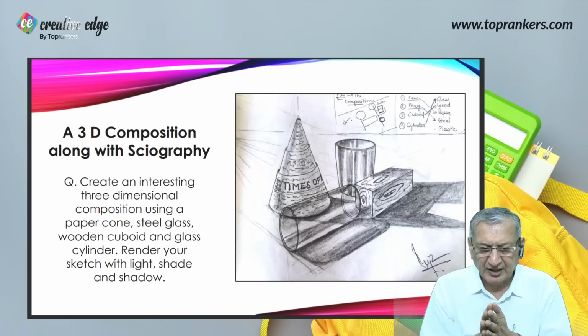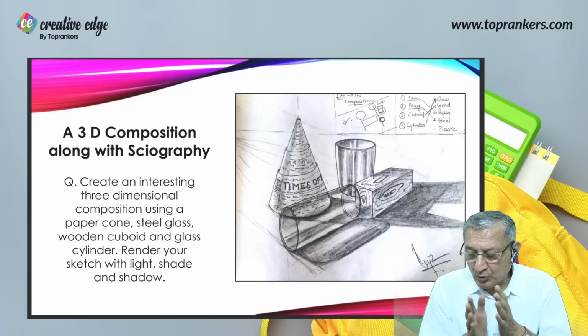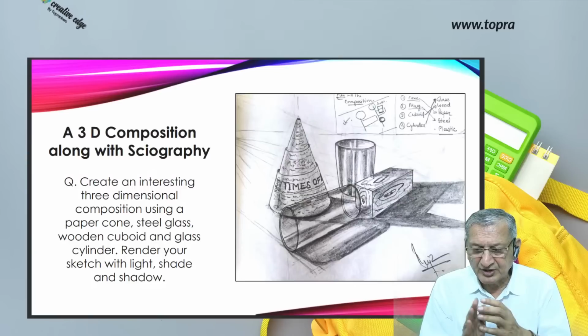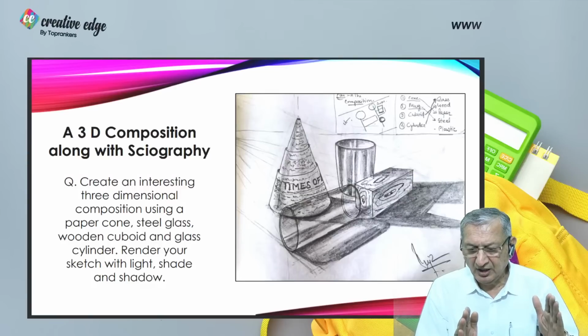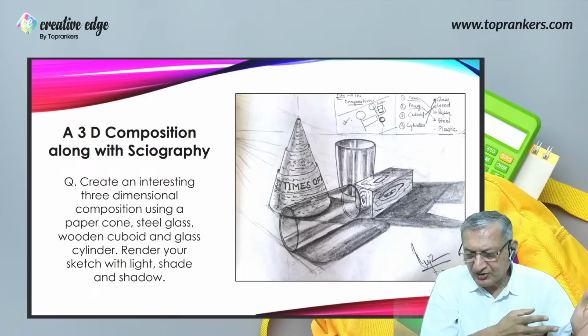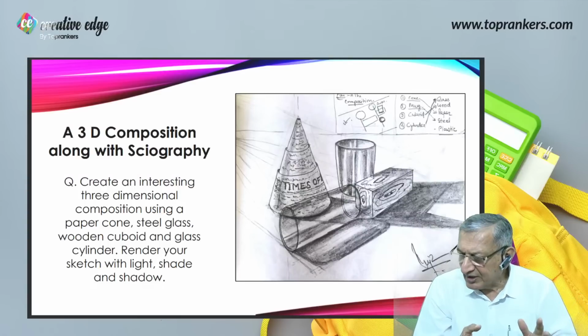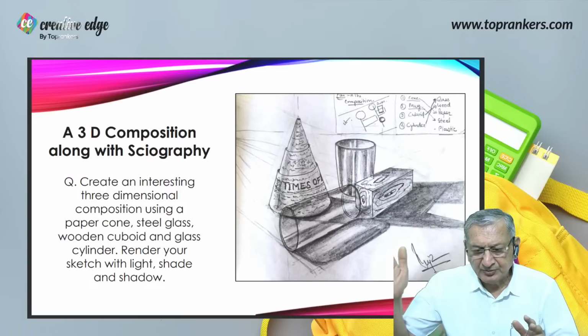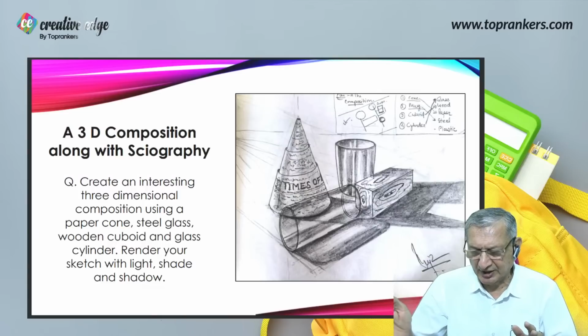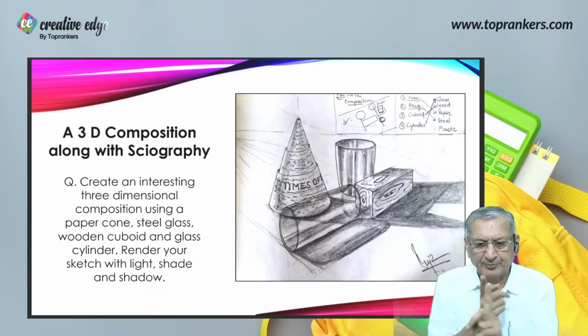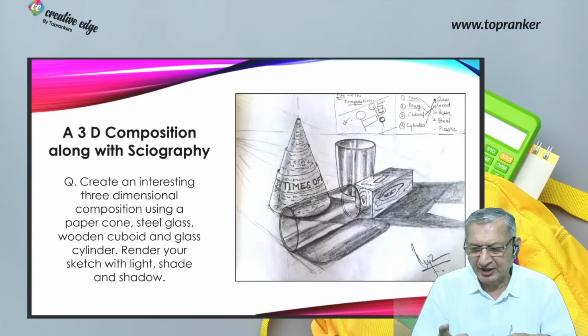Friends, in this case, remember, the question could be twisted by just giving you paper, steel, wood, maybe plastic on one side, and they may give some different forms on the other side. And you can mix and match them.